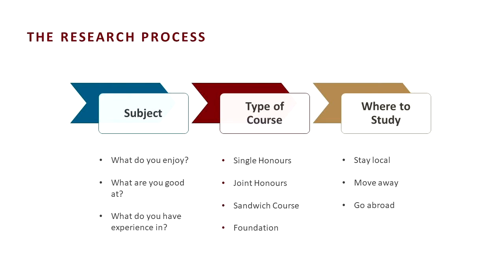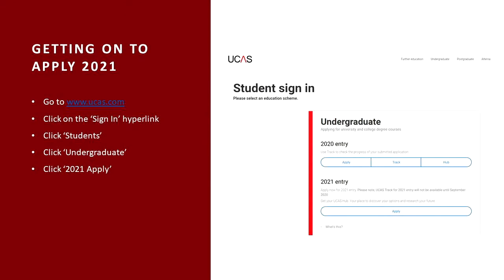And when we think about where to study, you could be choosing to stay local to home. You could be perhaps moving away somewhere throughout the United Kingdom, or indeed perhaps you might even be going to study abroad. So I'm going to talk now about UCAS Apply 2021. So if you go on the UCAS website, ucas.com, okay, you'll become very familiar with that site over the course of the next few months. Click on the sign in hyperlink, which is in the top right hand corner. Click Students, Undergraduate and 2021 Apply.